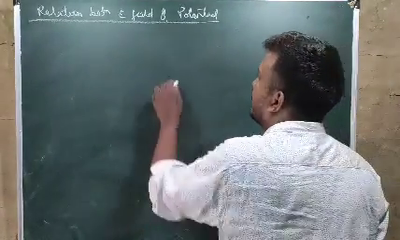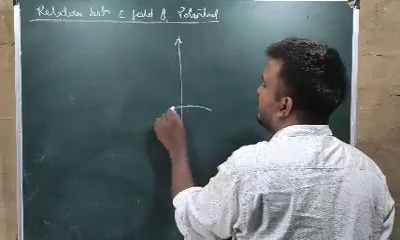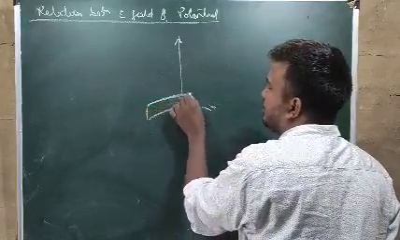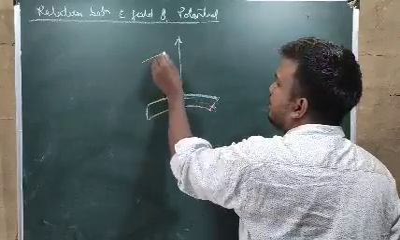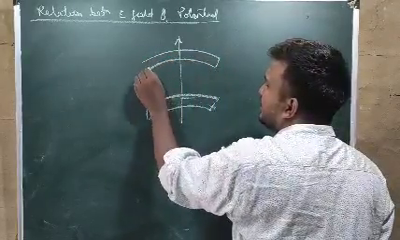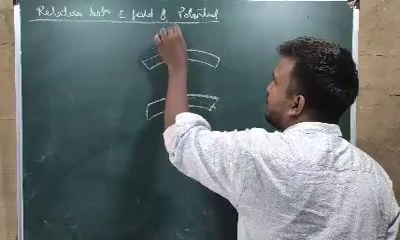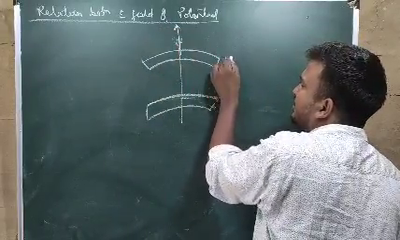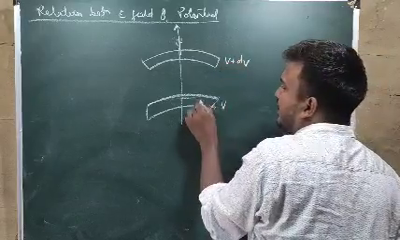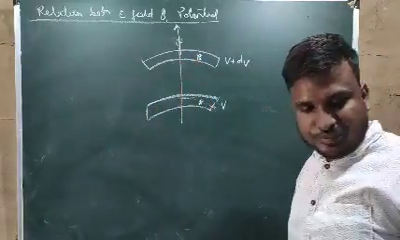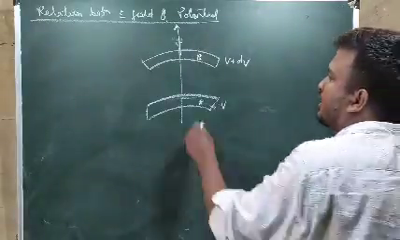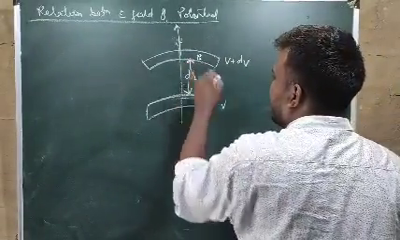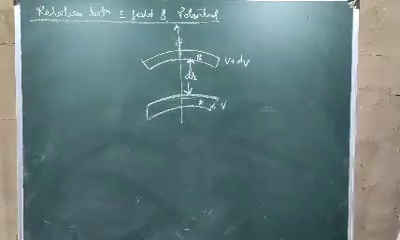Suppose this is the direction of the electric field and here two surfaces are there. Already we know that the field lines are always perpendicular to the surface, so we will draw this in such a way that the electric field always remains perpendicular to the surface. Here the potential is V, and here the potential is V plus dV. This is surface A and this one is surface B. The distance between these two surfaces is dr.